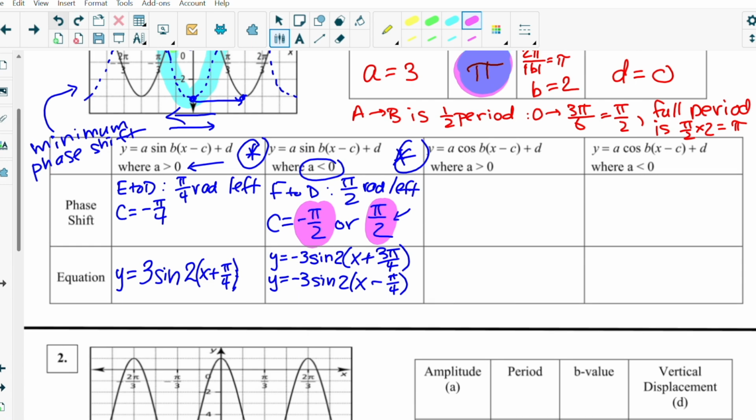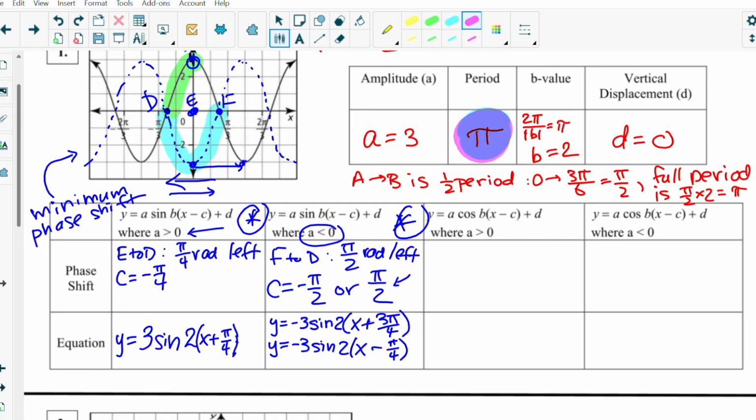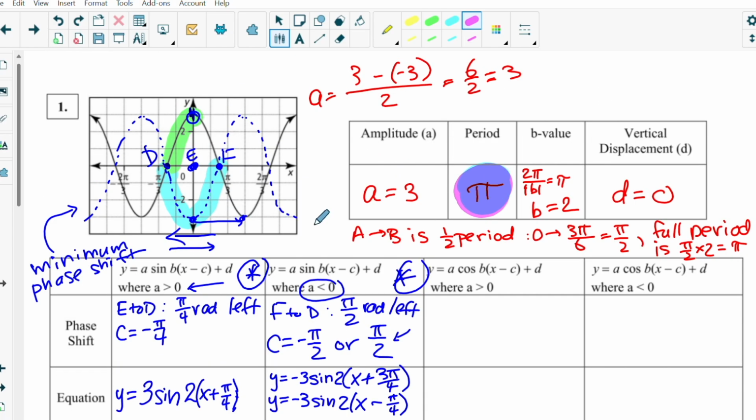Let's go over the cosine ones. Okay, let's do it a couple ways. We'll use our relationship between sine and cosine after. Let's do the graph reading first. So I'm going to clean this up a little bit, folks. Let's start over.